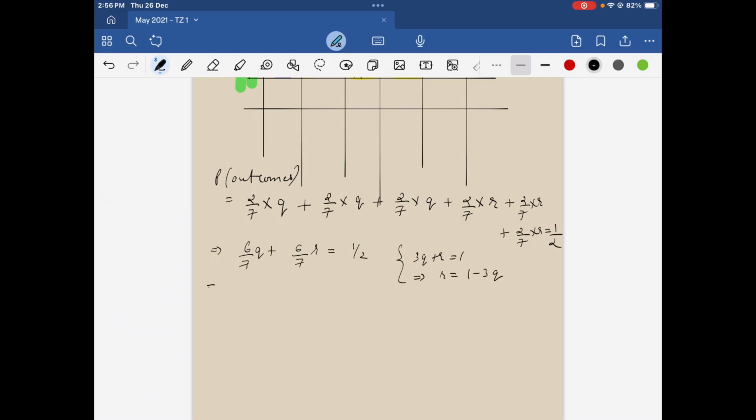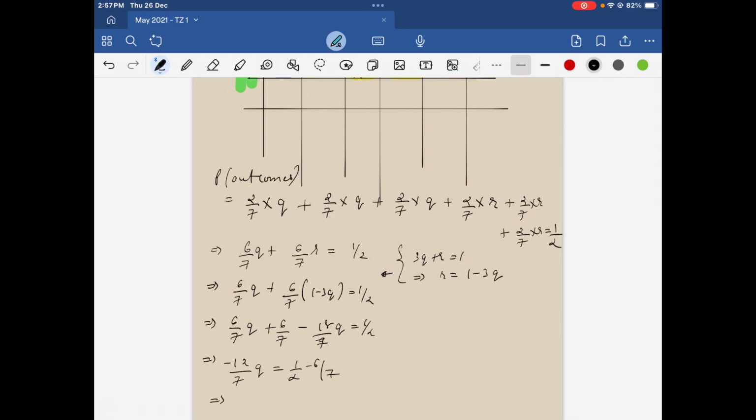I substitute that over here. I am getting 6 by 7Q plus 6 by 7 into 1 minus 3Q is equal to 1 by 2. This will further give me 6 by 7Q plus 6 by 7 minus 6 3s are 18 by 7Q is 1 by 2. Clubbing all the Q's, minus 12 by 7Q is equal to 1 by 2 minus 6 by 7. So, minus 12 by 7Q, which is equal to, take 14 as the LCM, 7 minus 6 2s are 12.